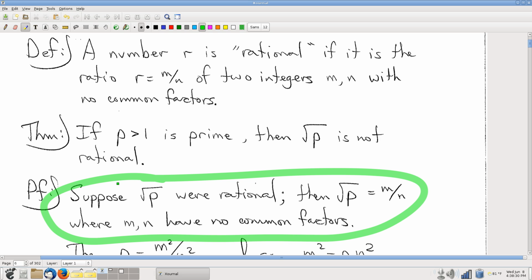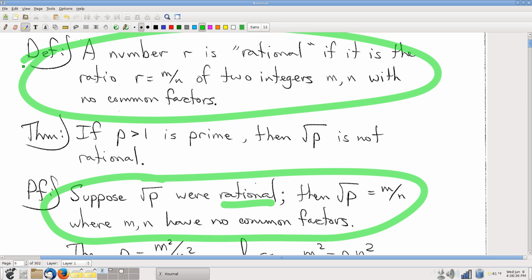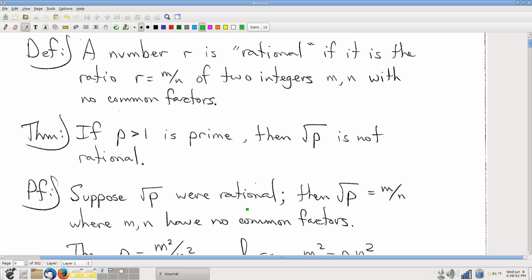I'm making use of what this word rational means. So I'm taking this and making use of it, interpreting the word rational. Now you'll notice I'm doing a proof by contradiction here. I'm trying to prove that the square root of p is not rational, and I'm going to achieve that by supposing that it is rational and then deriving a contradiction. So that's how I get to this assumption that the square root of p is rational.